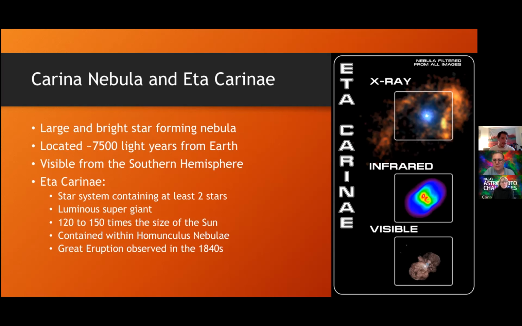From my understanding, and I'm not an expert on this object, it is a star system containing at least 2 stars. So it's not entirely clear how many stars are there. There's definitely at least 2. At this point, it is a luminous supergiant. So it's about 120 to 150 times the size of the sun, and somewhere on the order of 10 million times brighter. Don't quote me on that, but on the order of millions and millions of times brighter.